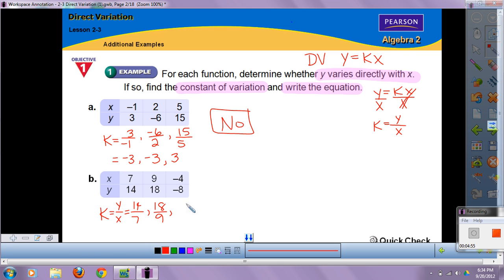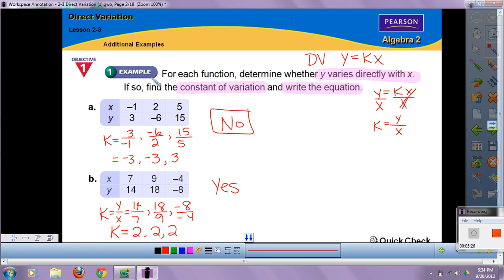And here your y is negative 8 divided by x, negative 4. Let's simplify these ratios to see if they're equal. 14 divided by 7 is 2. 18 divided by 9 is 2. And negative 8 divided by negative 4, a negative divided by a negative is also a positive 2. So since our k is the same for all our ordered pairs, 2, 2, and 2, they're all equal, we know that y does vary directly with x. So your first answer is yes. Yes, y varies directly with x.